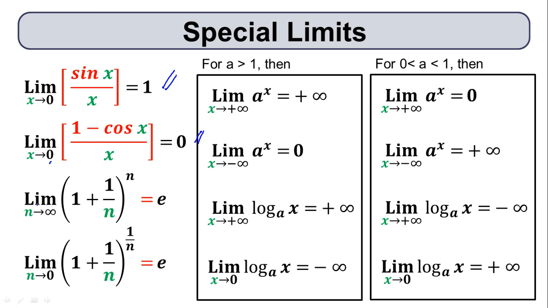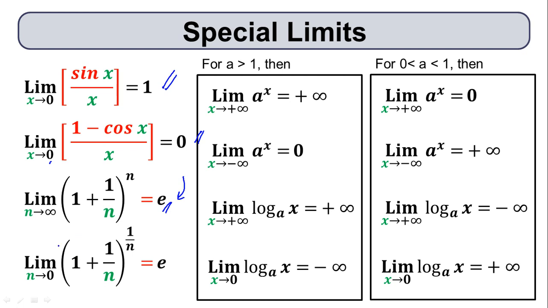Then, the limit as n approaches infinity ng quantity 1 plus 1 over n raised to the n is equal to the Euler's number E. So, ito, pakitandaan.